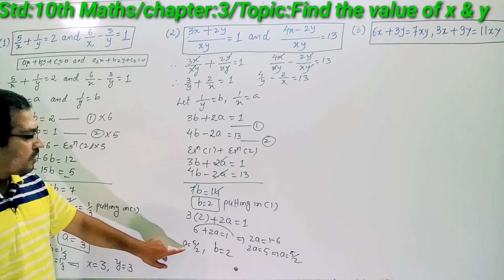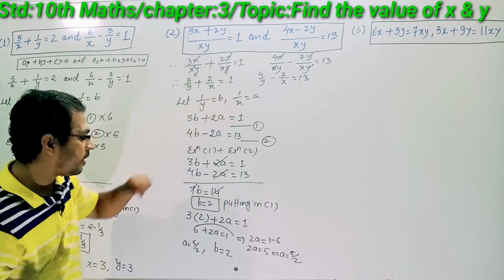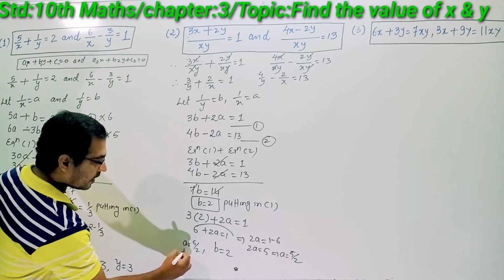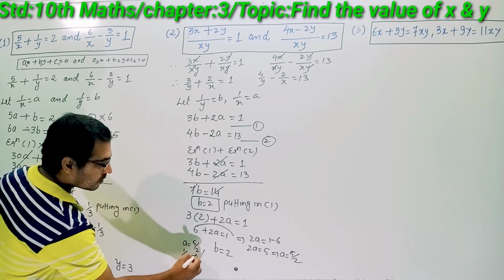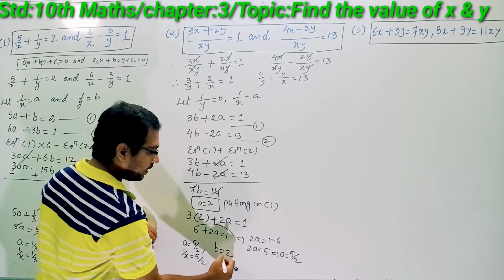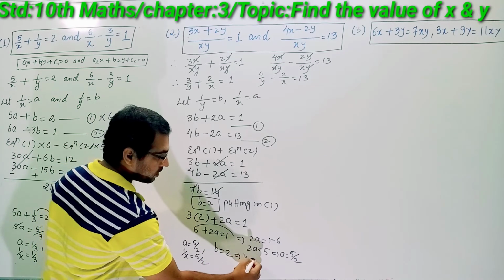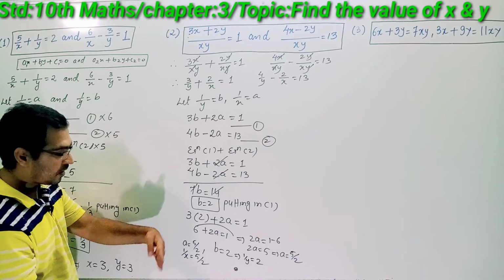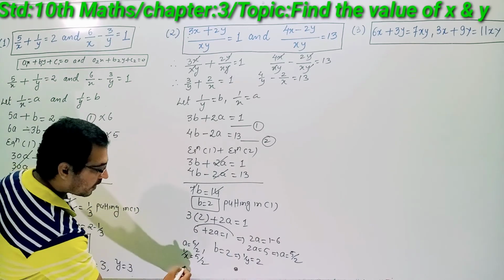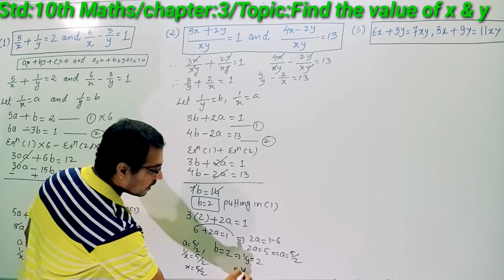So what is the value of a? You have considered a is 1 upon x. So we are writing 1 upon x, 5 by 2, right? And what about b? This is 1 upon y. It is 2. So convert the denominator into numerator. So we are getting x is equal to 5 by 2, and here we are getting y is equal to 1 by 2.